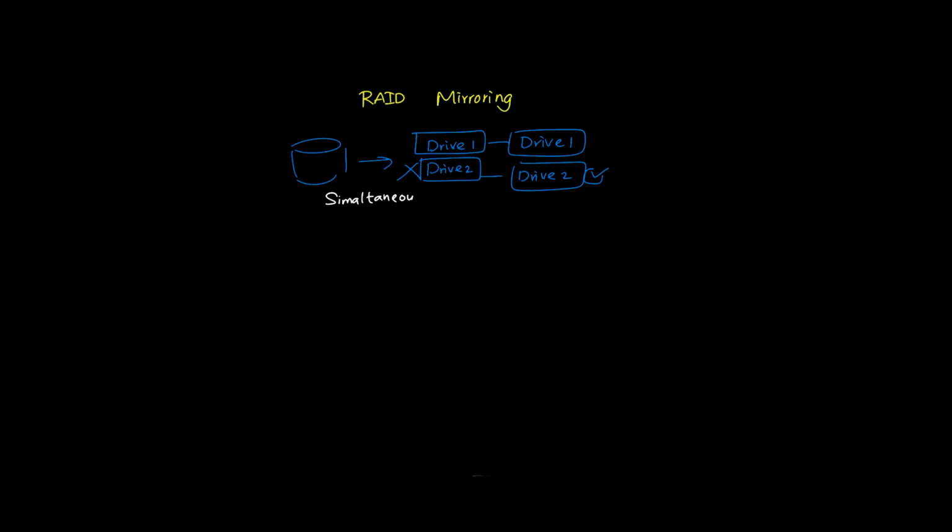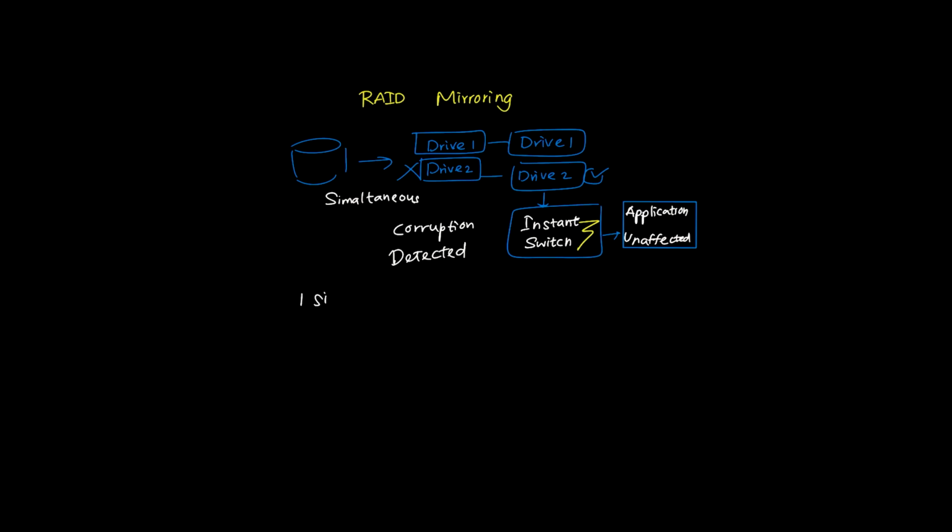RAID mirroring provides automatic error recovery through complete redundancy. In RAID 1, every piece of data is written to 2 or more drives simultaneously. It's like having a backup singer who knows every word. If the lead singer loses their voice, the show goes on without interruption.